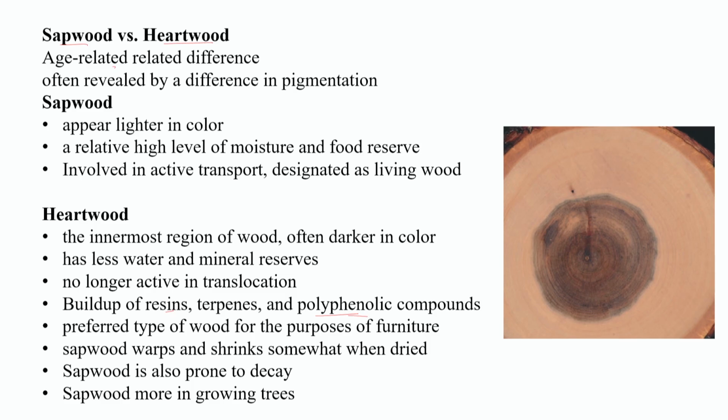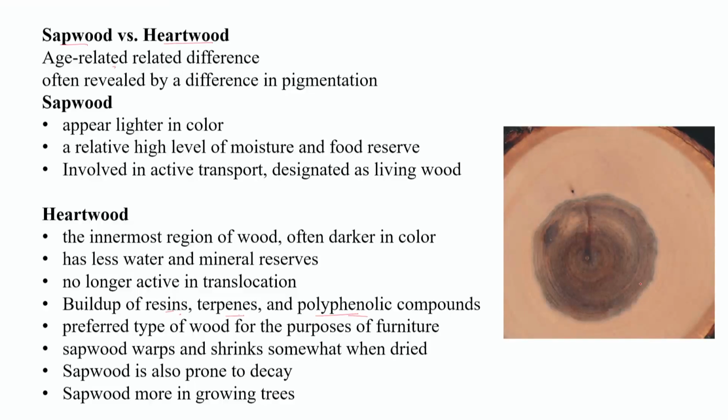With time they accumulate in those tissues, and they lose their capability to conduct water. They have less water and mineral reserve, and they do not participate in translocation, because now they contain lots of other compounds which enter inside and actually block the entire vascular system. So now they are not conducting. This type of wood is known as heartwood. Its color is because of accumulation of all these things.